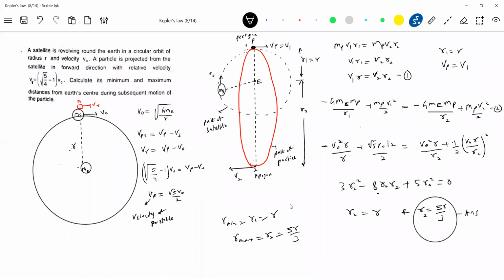So you can do one thing, same problem. You project with a velocity V_r root 5 by 4 plus 1, or you make the velocity of the particle less than V0. In that case, what will happen? This will become apogee. This will become perigee. So the particle is going to describe the path like this.